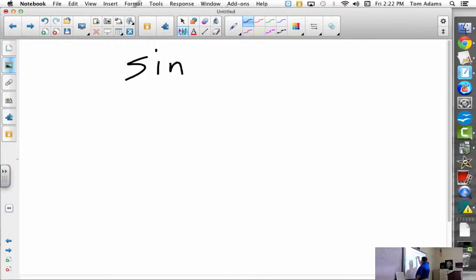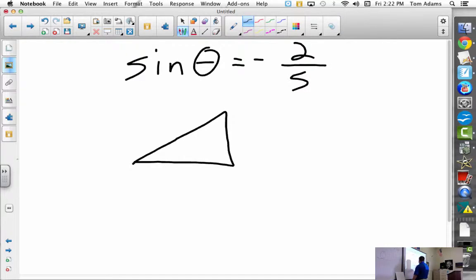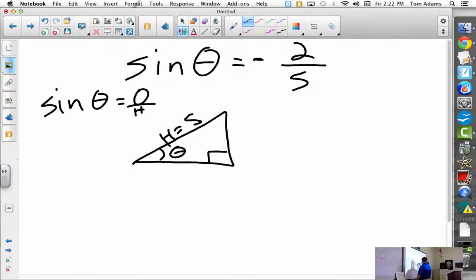I would say sine of theta is equal to negative 2 over 5. And for the time being, I'll ignore the negative part. If we ignore that, we know that sine of theta is really the opposite over the hypotenuse, which means that the hypotenuse is equal to 5, and the opposite of theta is equal to 2. We'll just ignore the negative for now. How do I find the adjacent?